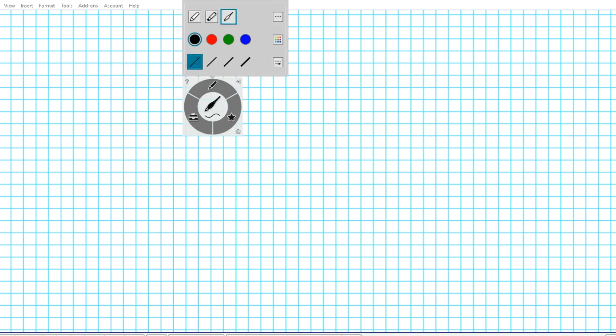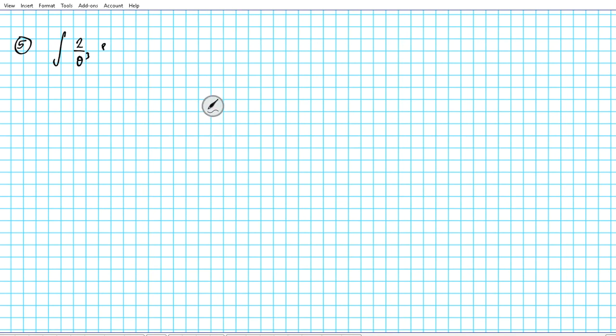Okay, now let's take a look at question 5. So for question 5, what if we are to evaluate the integral of 2 over theta to the third times sine of 1 over theta squared d theta?